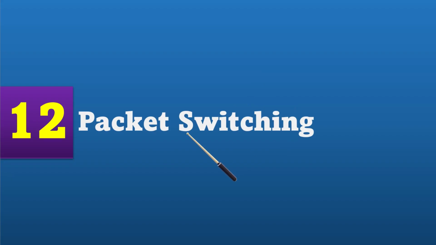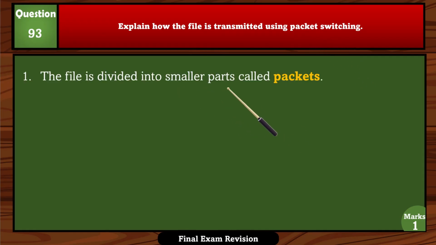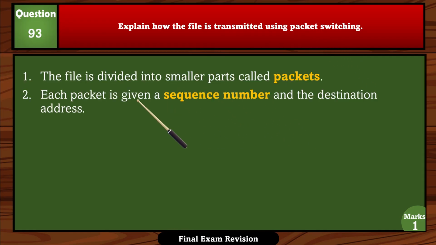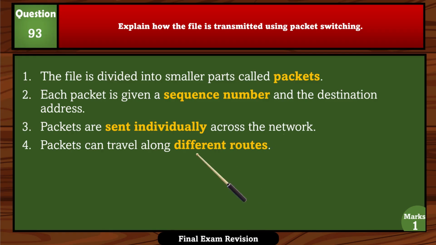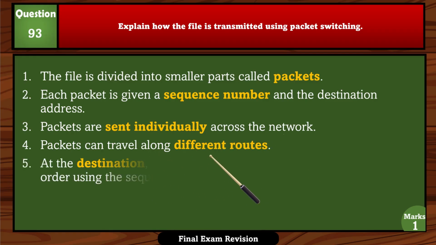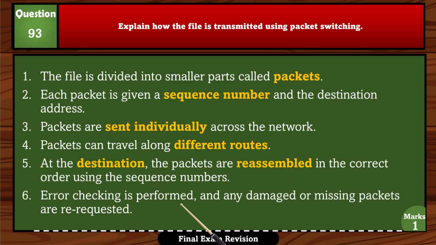Topic 12, packet switching. Question 93. Explain how the file is transmitted using packet switching. The file is divided into smaller parts called packets. Each packet is given a sequence number and the destination address. The packets are sent individually across the network. The packet can travel along different routes. At the destination, the packets are reassembled in the correct order using the sequence numbers. Error checking is performed and any damaged or missing packets are requested.